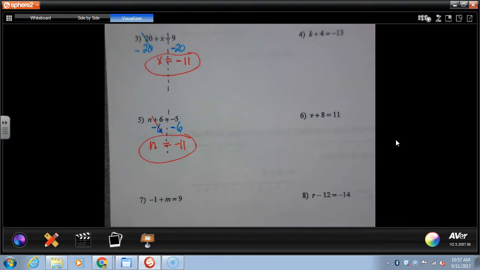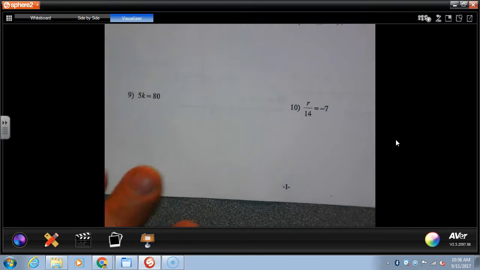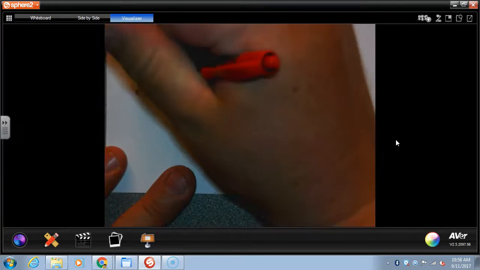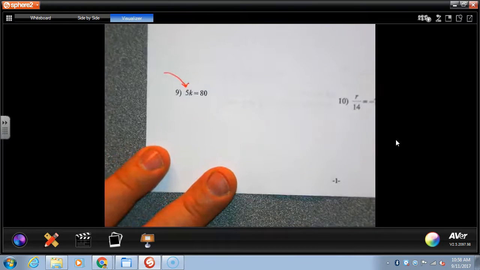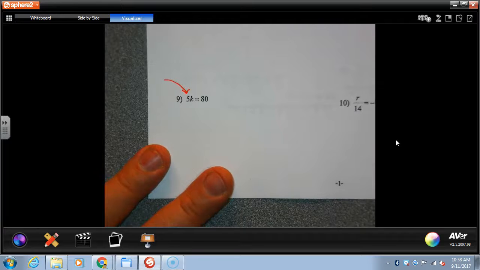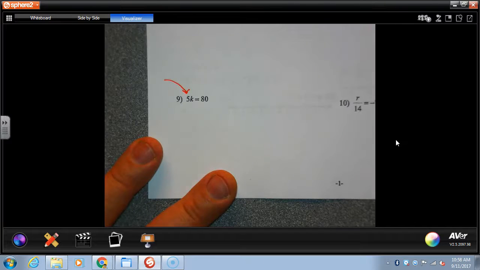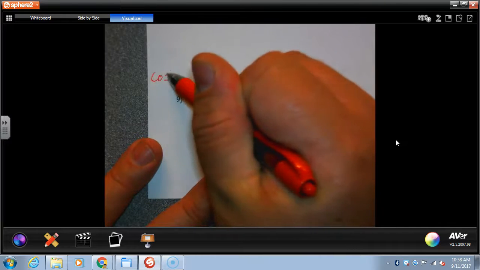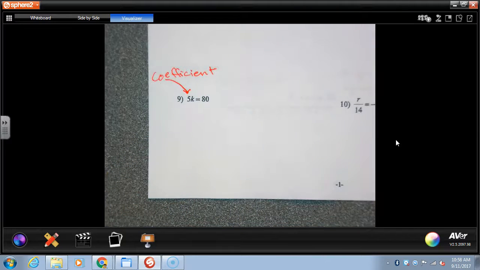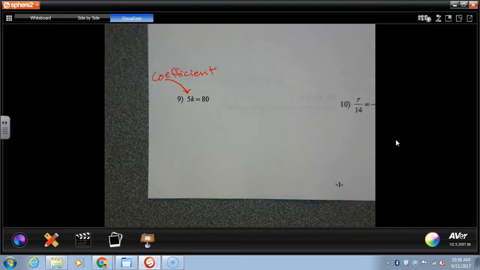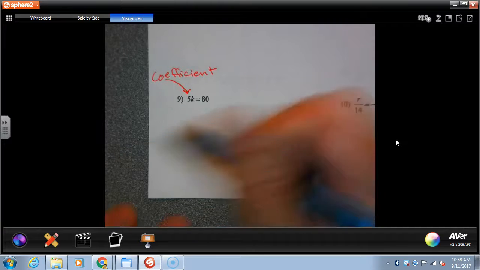Number 9, we're not adding and subtracting anymore. What are we doing? What's the 5 called? It's the coefficient, right? Coefficient is the number being multiplied to the variable. So if it's a number being multiplied to the variable, you have to undo that operation. So you're going to have to divide.